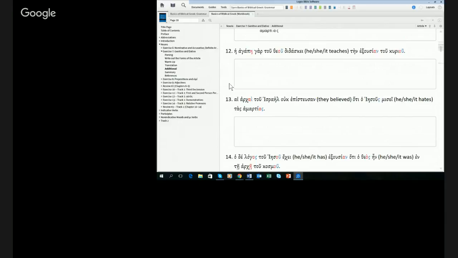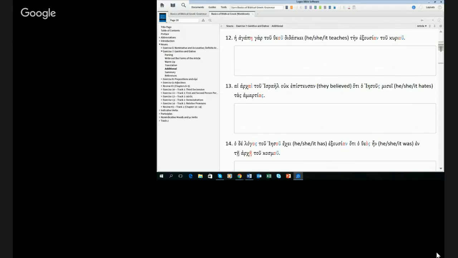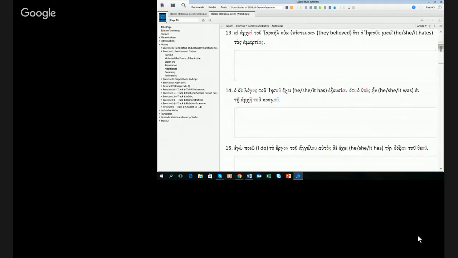4. The love of God, didaske, teaches. Ten exousian, feminine, accusative. We can see the accusative case ending and the article to confirm that it's feminine accusative singular. Teaches the authority. Tu kuriu, genitive article, genitive singular case ending on a second declension form, the authority of the Lord. It's a weird sentence. I mean, what the heck does that mean? The love of God teaches the authority of the Lord. I think it's a made-up one. I haven't checked it.